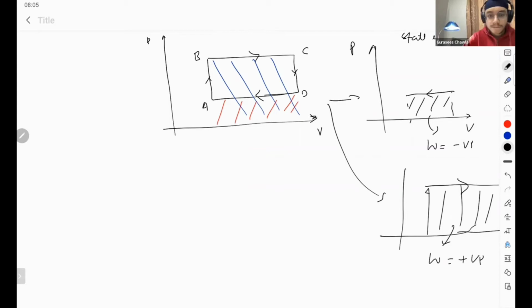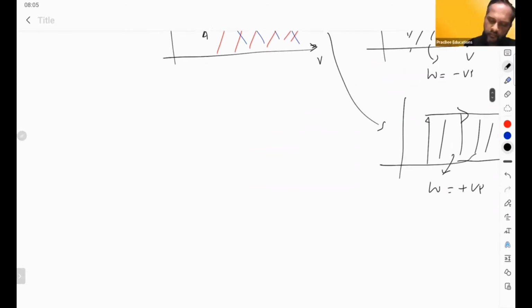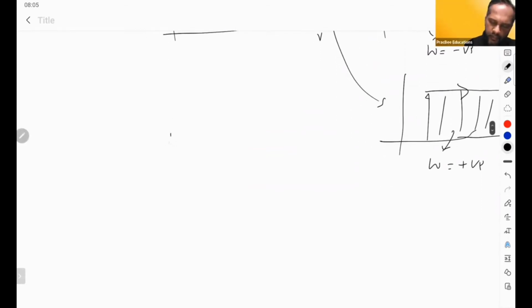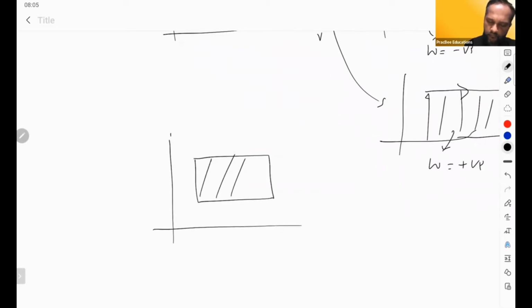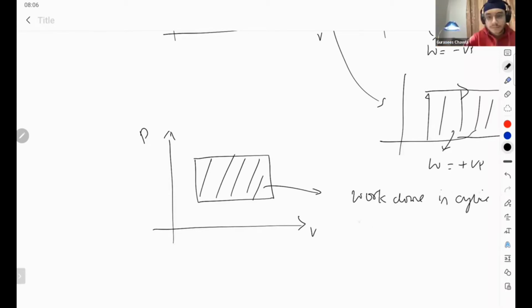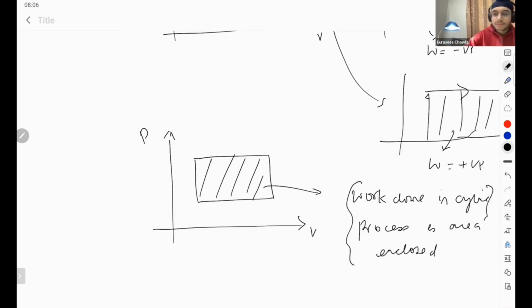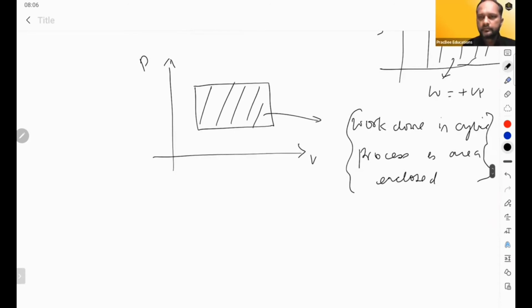So when I add them, then what is the result that I get, that area inside the curve gives me work done. Work done in cyclic process is area enclosed. Fine. ये आपके समझ में आ गया.